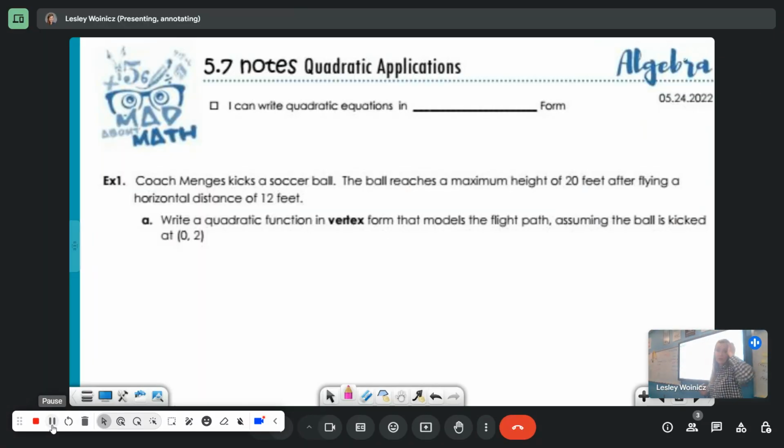We are going to write quadratic equations in vertex form. Okay, what does that look like? Y equals a times x minus h squared plus k. So could we convert to standard form after we have it in vertex form? Yes, but we're not going to be asking you to do that specifically today.